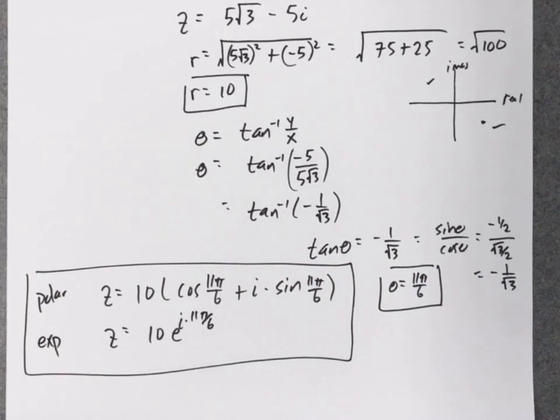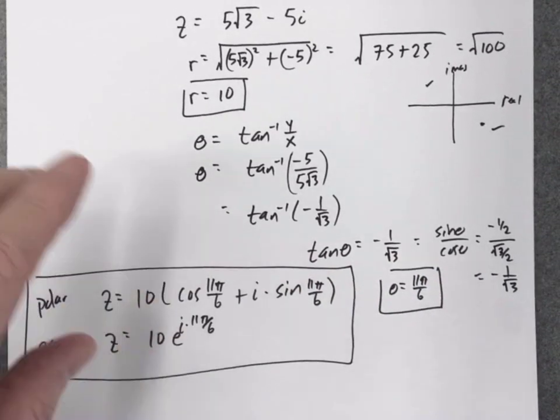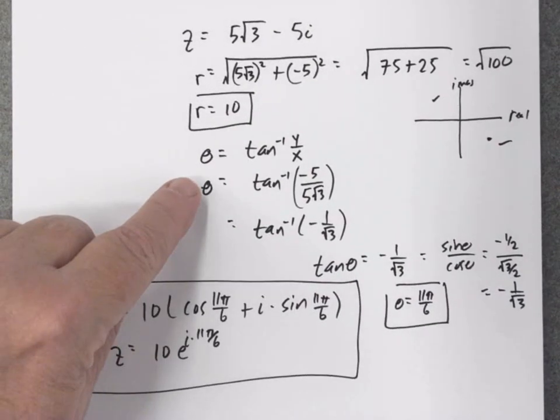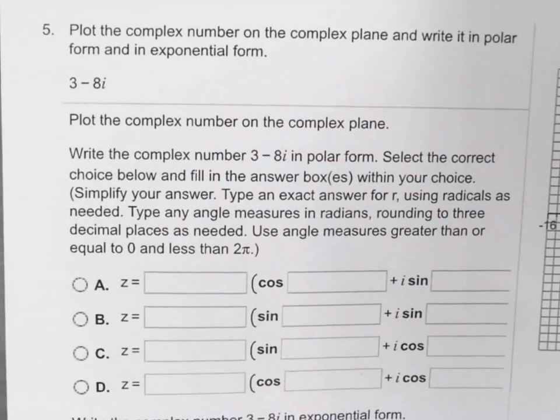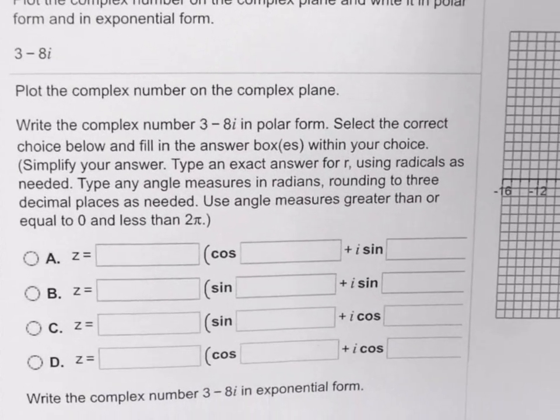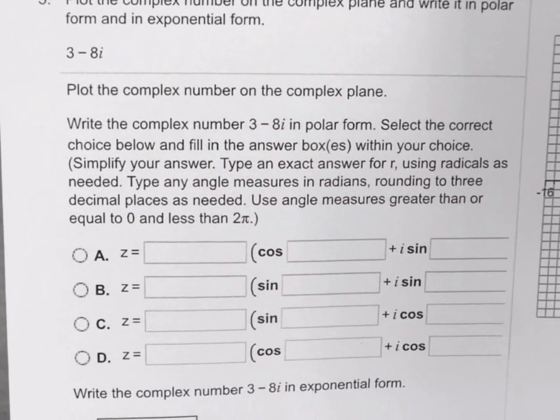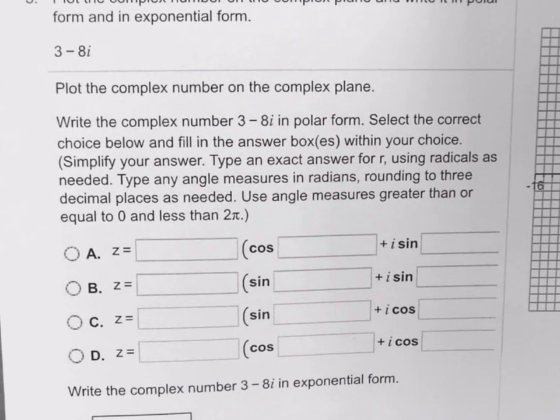Now let me do one more, because in both of these first problems, the angle theta ended up being a special angle. But you will have problems where it's not a special angle. As a matter of fact, if you look at the instructions, they changed the instructions a little bit. Let's look at this one. This one we're going to do in a minute is going to be 3 minus 8i. This is not going to be a special angle. So look at what they say now.